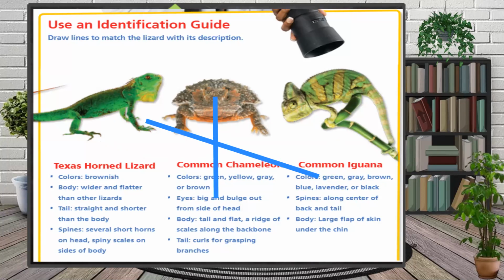Read common iguana. Read about common iguana. The color is what? Green, gray, brown, and what? Blue. Teacher, because there are blue lines, I want to delete it. I don't know how. I will delete it for you. It's okay. And we are running out of time.